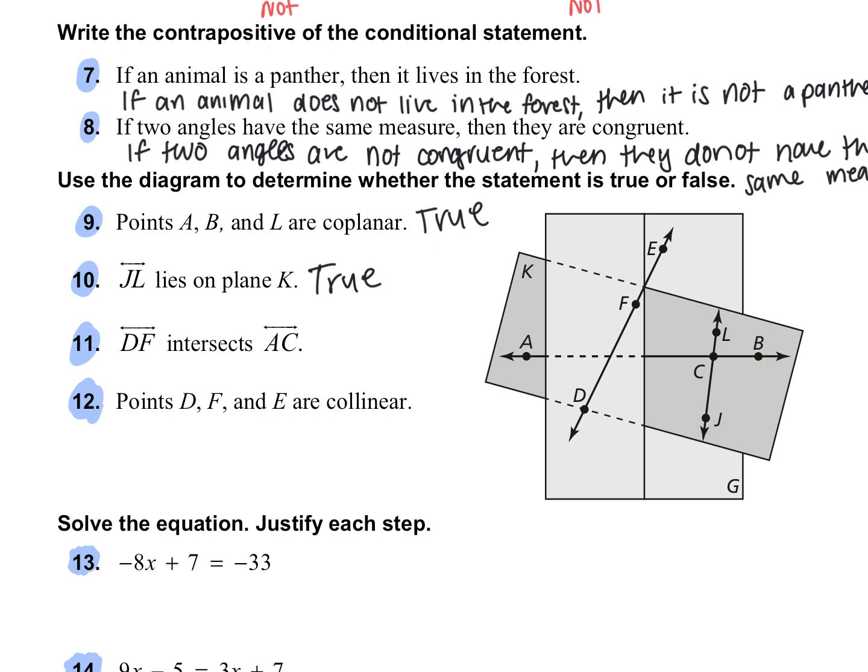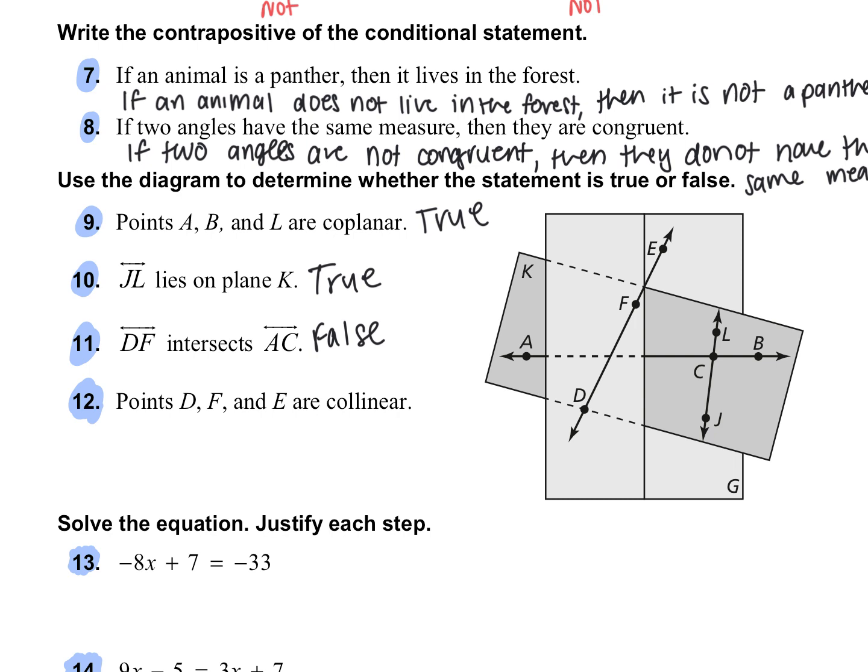All right, DF intersect AC. Here's DF. Does that intersect AC? No, keep in mind this dotted line means it's behind the image. It's on a separate plane. So yes, it looks like they're intersecting, but they're not intersecting because AC is behind it. It's not touching it. So this one is false.